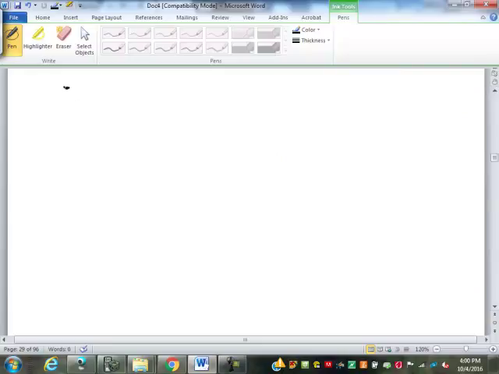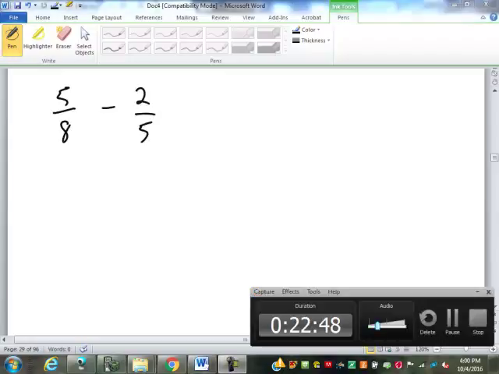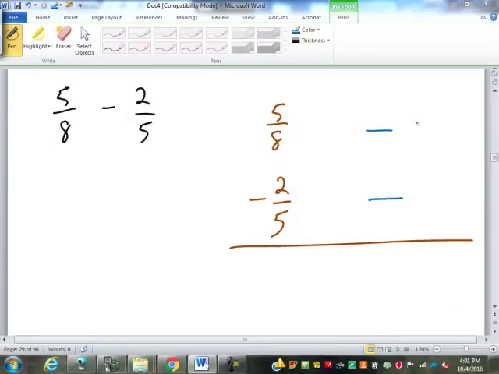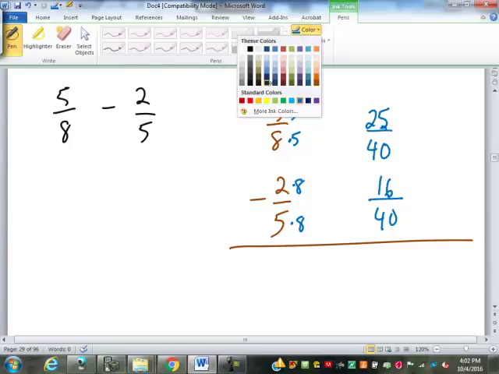So let's have you do, in your notes, try 5/8 minus 2/5. What's my common denominator going to be? 40. What's this numerator going to become? 8 times 5, so 5 times 5 is 25. Good. This one will be 16. Good. 5 times 8 to make 40. 2 times 8 is 16.